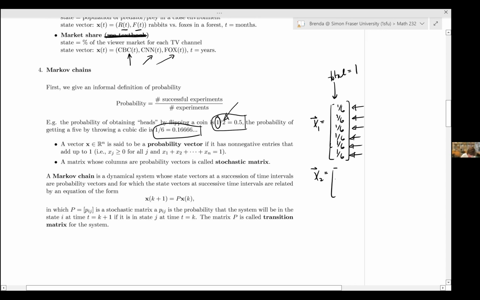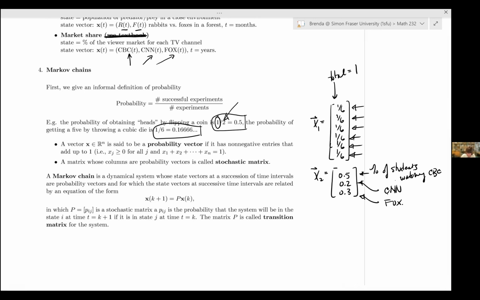Here's another probability vector. It looks like this. It totals up to 1, and they're all greater than or equal to 0. You could think of this as the percentage of students watching CBC, and then this would be the percentage of students watching CNN, and this would be the percentage of students watching Fox News. So you capture the state of your variables at a particular time t in this state vector.